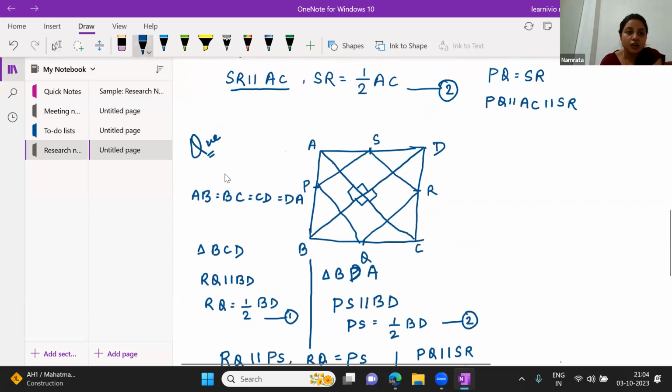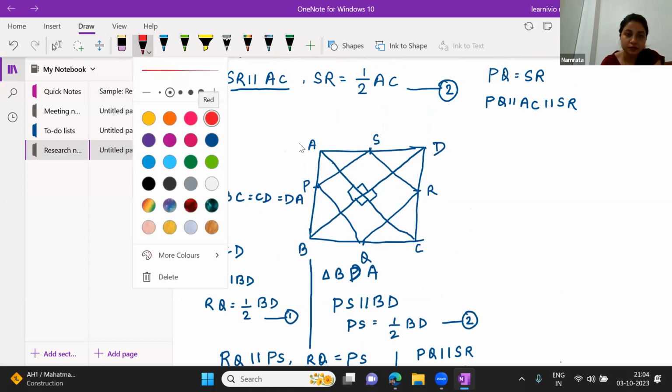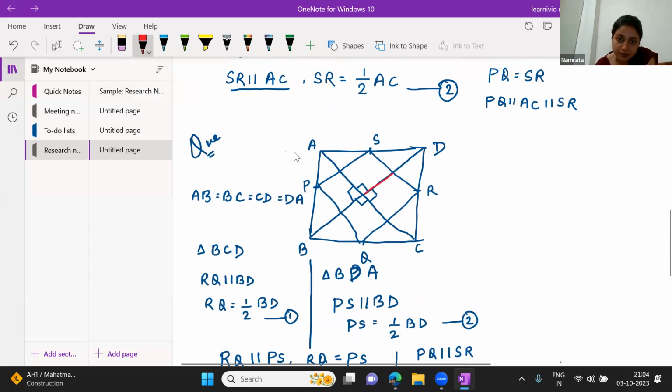If we focus on any one of the quadrilaterals over here, let me mark it. Suppose this quadrilateral, this is also a parallelogram. Why? Because we have already proved that SR is parallel to AC. Here, if the name is N, M, O.